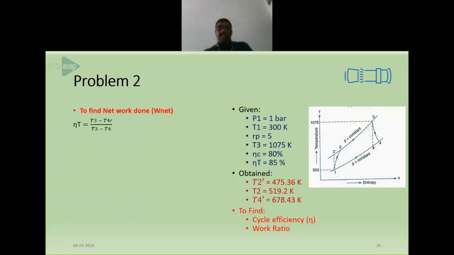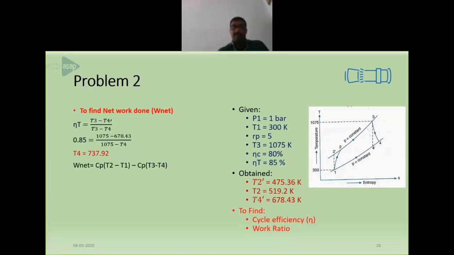Again we are proceeding to find out net work done. Here the turbine efficiency is given, that is (T3 minus T4 dash) divided by (T3 minus T4). There you already have T3, and T4 dash you have found from the last slide. Now the only unknown is T4. So you will get T4 as 737.92 Kelvin. Okay. W net is equal to Cp into (T2 minus T1) minus Cp into (T3 minus T4).